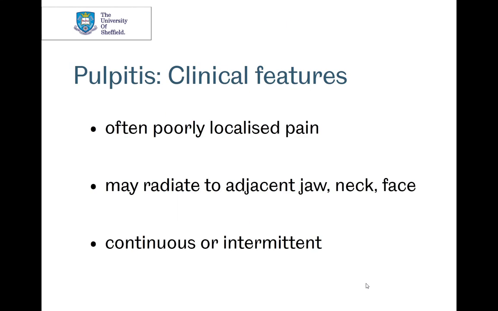So what about the clinical features? Well, classically, pulpitis pain is poorly localized. In many cases, the patient will not be able to identify the particular tooth that is affected, and that is due to the differences in the nerves which are innervating the pulp and those which are innervating the surrounding tissues. The pain may radiate to the jaw, to the neck, and to the face, and it can be continuous or intermittent.